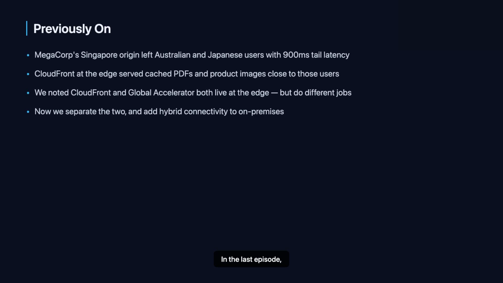In the last episode, Megacorp's buyers in Australia and Japan were hitting a Singapore origin, and tail latency climbed past 900 milliseconds. We put CloudFront at the edge to serve cached supplier PDFs and product images close to those users. And we flagged that CloudFront and Global Accelerator both sit at the edge, but do very different jobs. Now let's pull those two apart properly, and then add the connection back to your own data center.